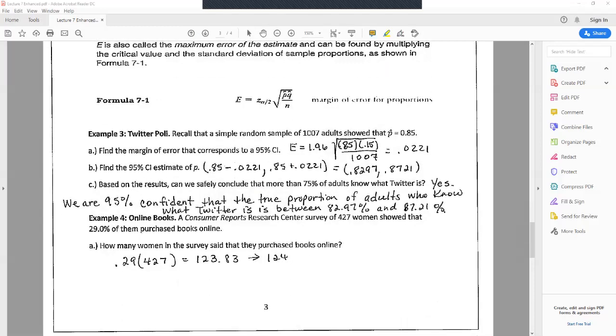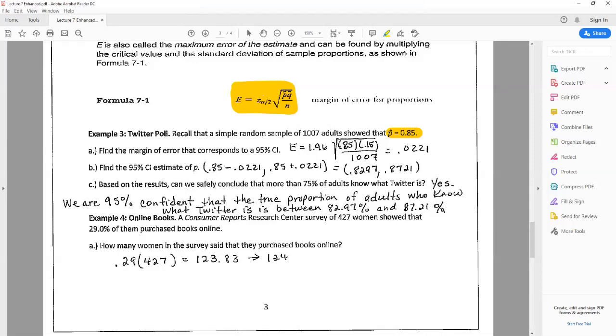Okay, let me highlight the formula here for margin of error. Okay, so example 3, Twitter poll. Again, we found out that through a simple random sample of 1,007 adults that our sample revealed that 85% of adults know what Twitter is. And again, we know that 85% is not exactly correct. But we suspect that if we did good sampling, we should be close to the real proportion.